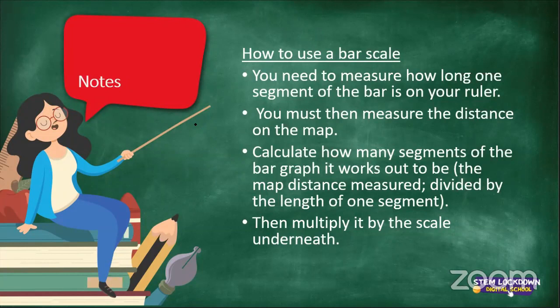Okay, obviously if you're measuring between two places, you're measuring between dots. So on your map, this will be your map distance. Okay. Obviously, if I used centimeters when I was measuring my bar segment, I need to use centimeters when I measure the map distance. Okay. After that, calculate how many segments of the bar scale it works out to be, right? In other words, in simpler terms, you basically divide the map distance by the length of a segment, right? And then you multiply by the scale.